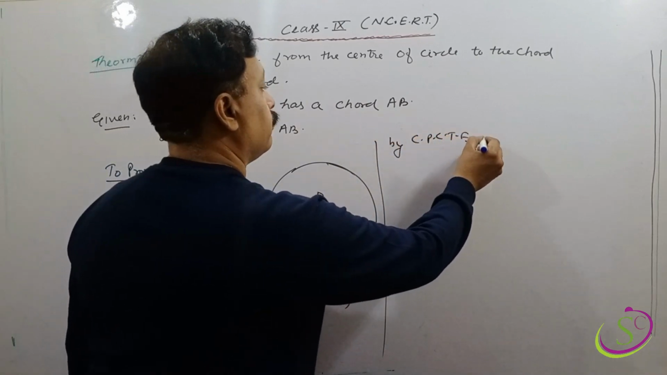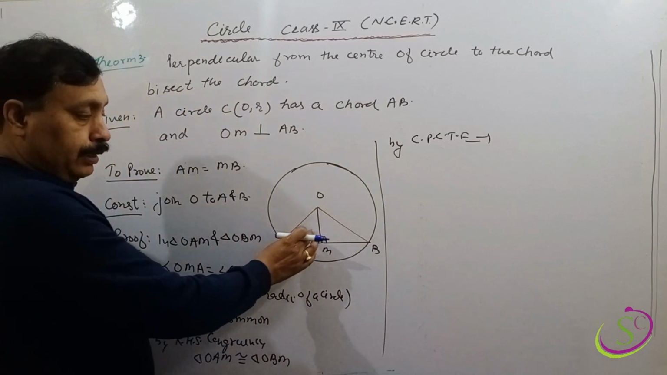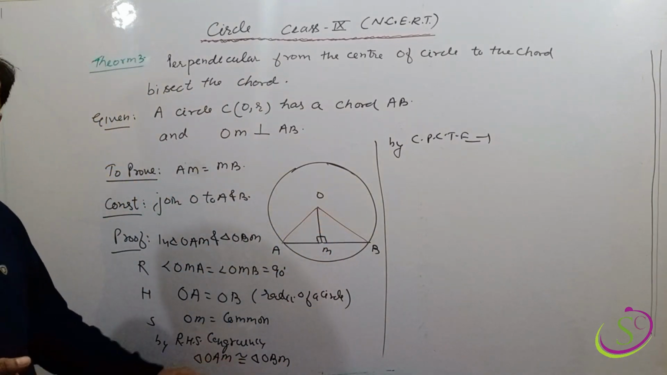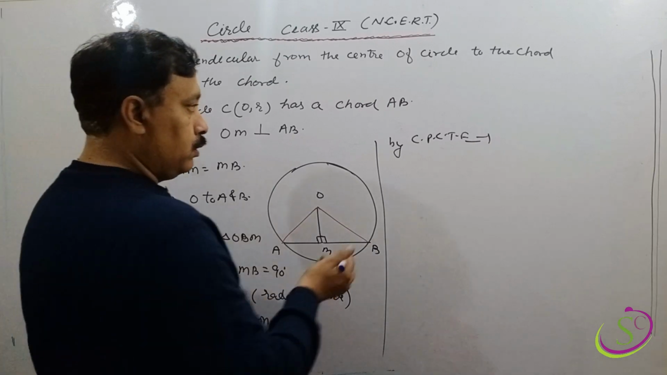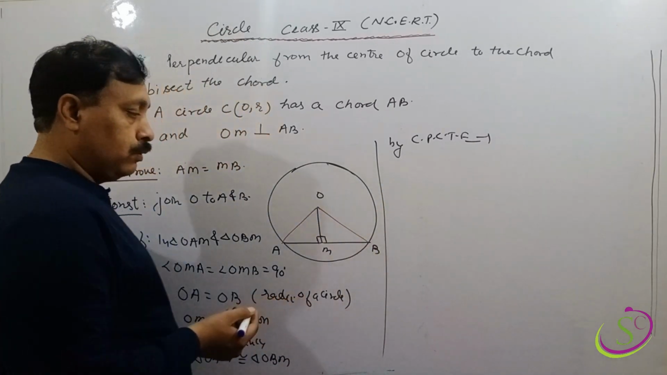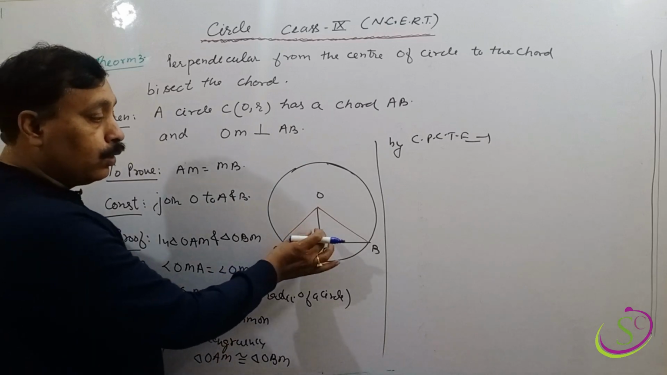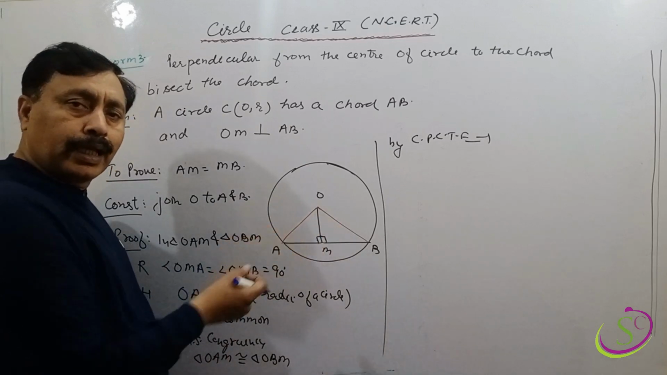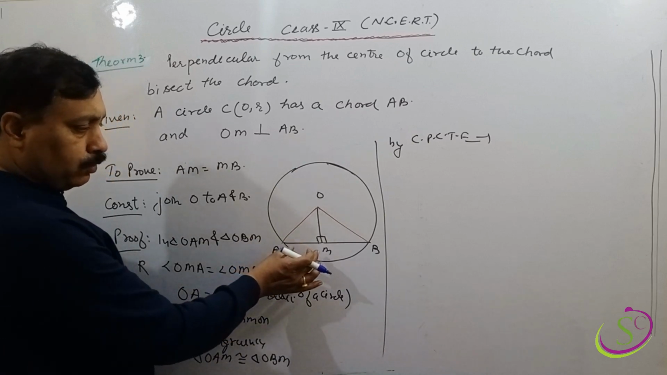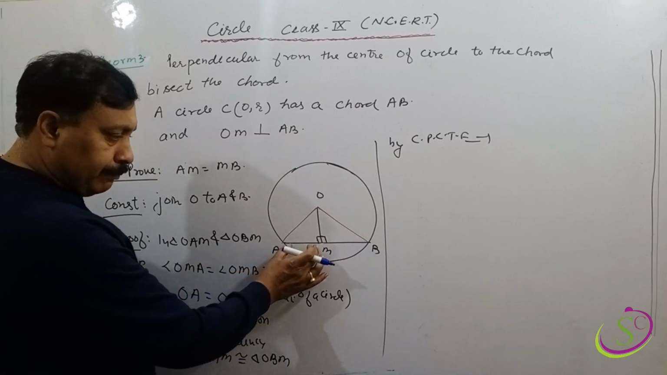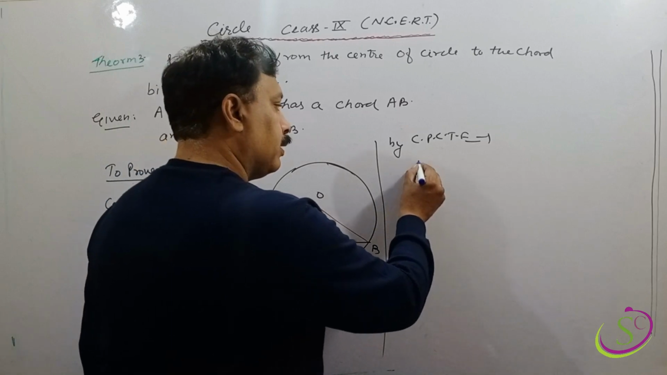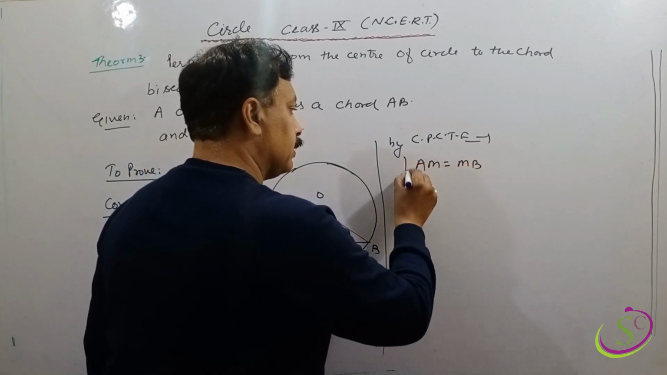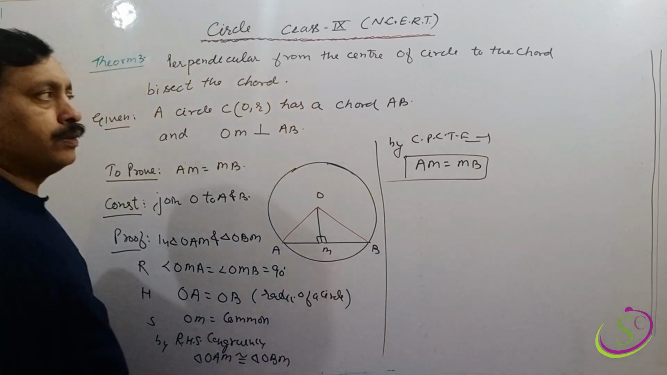So by CPCTE, see dear, this triangle and this triangle are congruent by using RHS congruency. So by CPCTE, which side? See, OM is common. This OA and OB are equal because both are radii of this circle. So the third sides of both triangles, AM and MB, will be equal. So AM equal to MB. Is it clear? So do it.